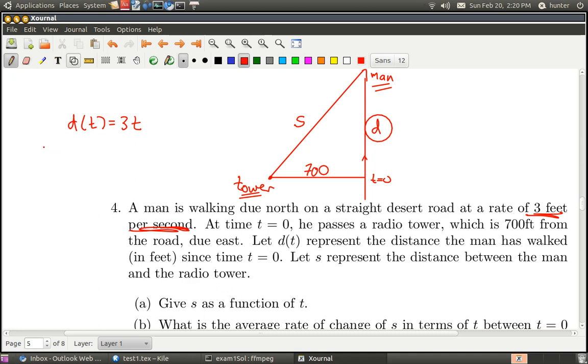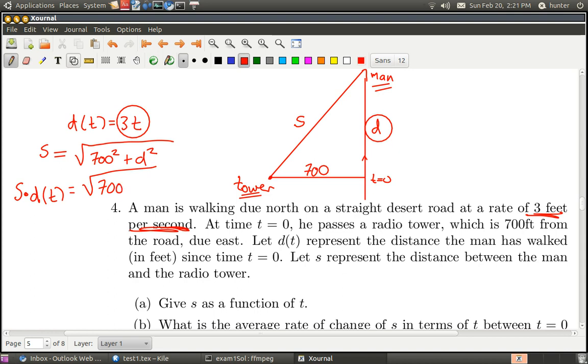Alright, and so what is s? Let's first give s as a function of d using the Pythagorean theorem, just like in class. So this is the square root of 700 squared plus d squared. And now to get s in terms of t, we just compose. Let me emphasize that we're composing here. Compose s and d, and you get s as a function of time, and it becomes the square root of 700 squared plus (3t) squared.